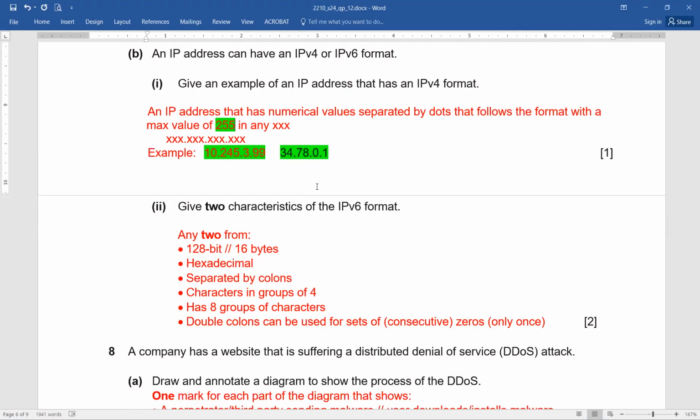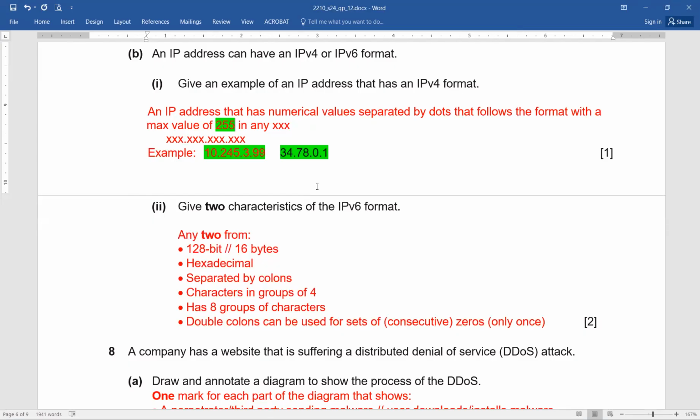Exactly, Ali, that's wonderful. So if you have a set of zeros in the whole value, then that can be replaced by a colon and then another colon. But remember that zero compression occurs once only in your IPv6 format. Okay, so any 2, you're able to score 2 out of 2. And we have been doing the differences between IPv6 and IPv4 repeatedly. So in this manner, you can easily score, isn't it?